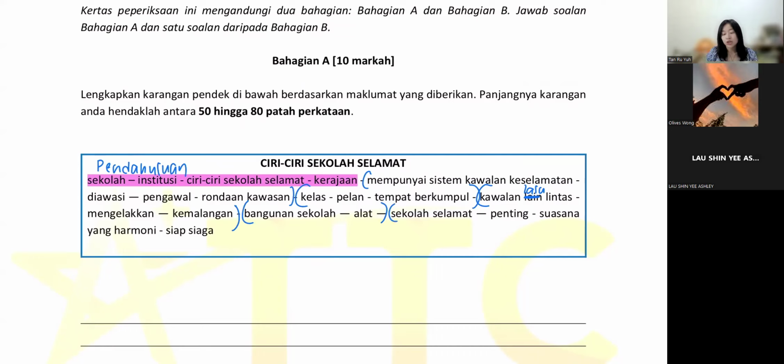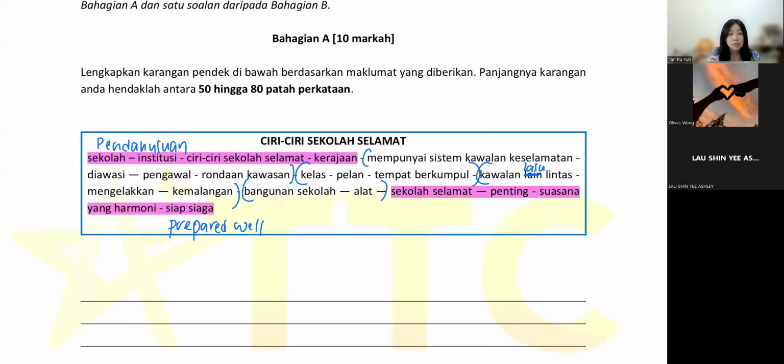Okay, fire extinguisher, and then this one is your kesimpulan. Sekolah yang selamat is sangat penting, is very important, so that they can dapat menghasilkan suasana, the situation that is harmony, and siap siaga. Siap siaga is like they are prepared well to face any accidents. Okay, so this one is your penutup.